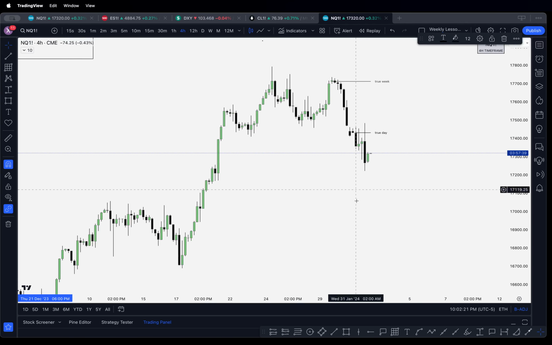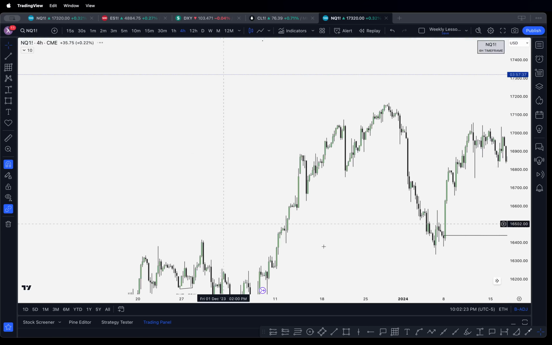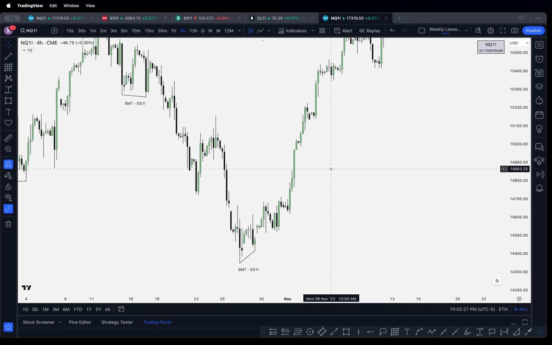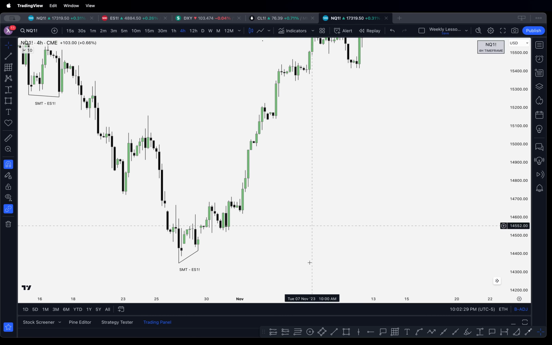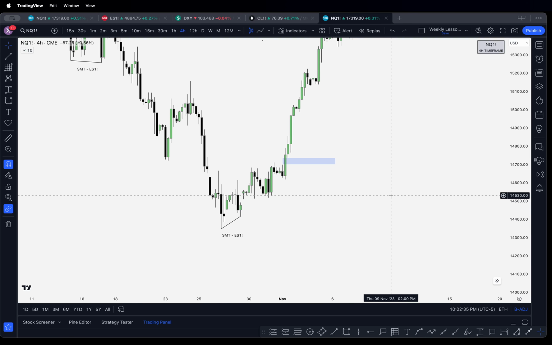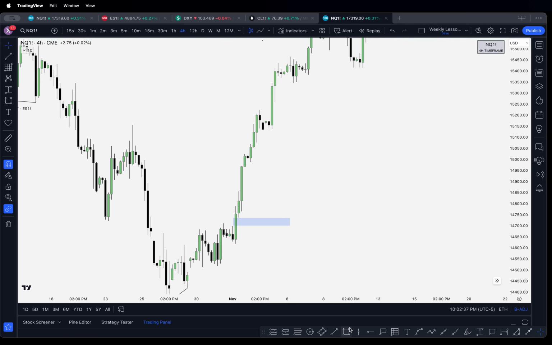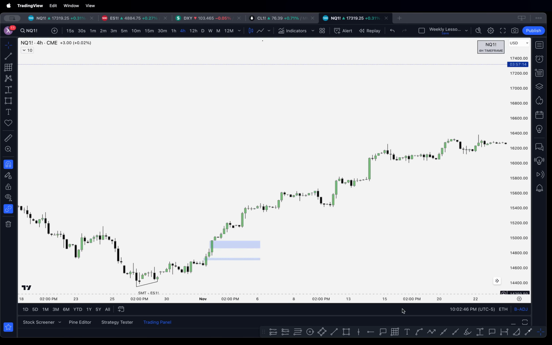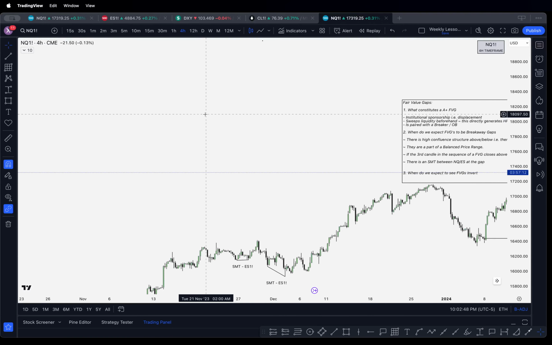Okay, let's find another breakaway gap. Let's go back to something we don't remember. Okay, what about this one right here, and this one right here? Let's use these two breakaway gaps and see if we can frame our conditions around them. Again, I'm going to take a picture of these conditions as well and put them in the chat.